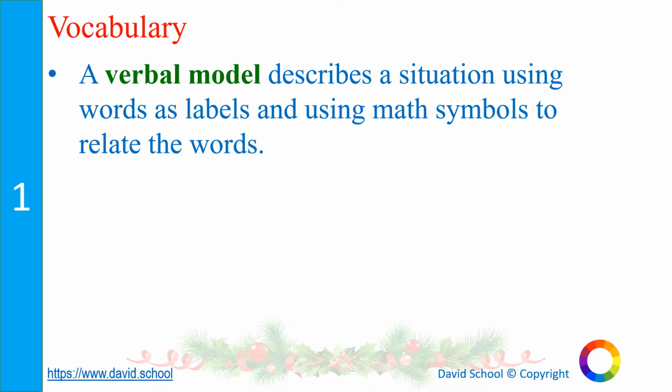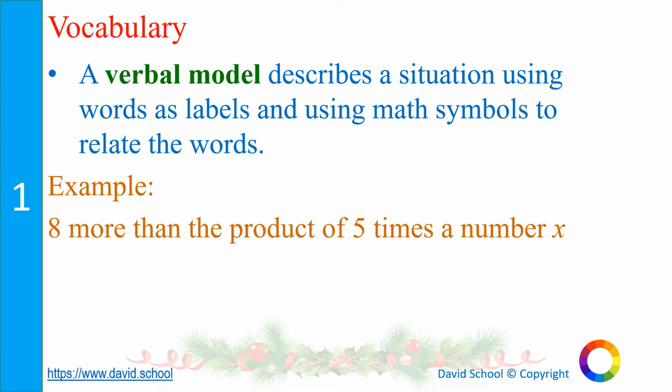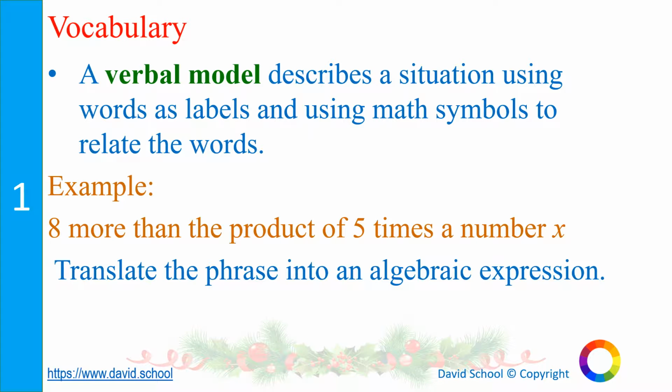A verbal model describes a situation using words as labels and using math symbols to relate the words. Example: 8 more than the product of 5 times a number x is a verbal model. We can translate this verbal model into an algebraic expression as 8 plus 5x.